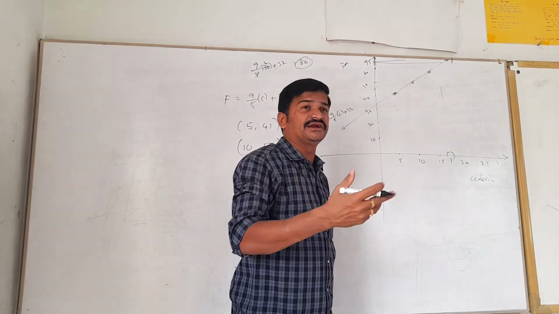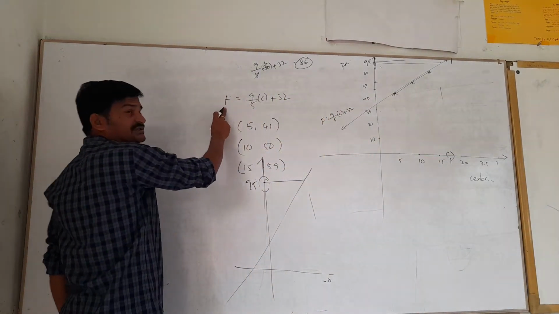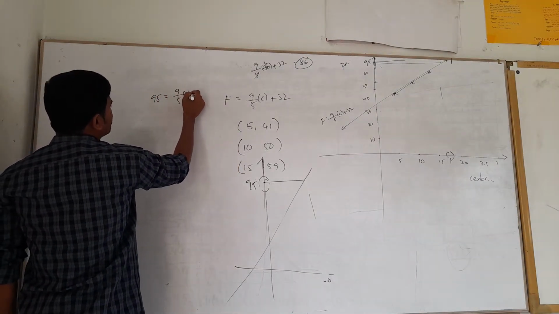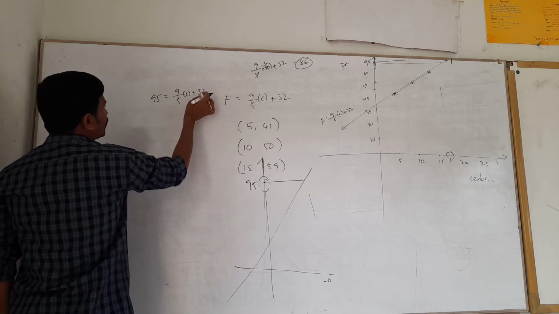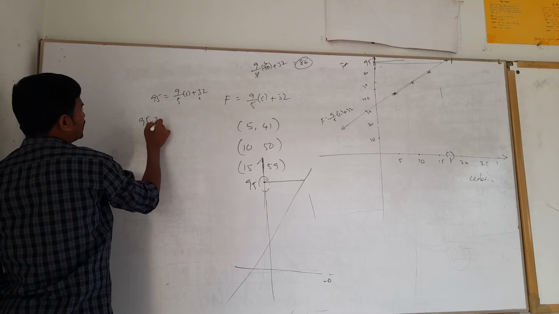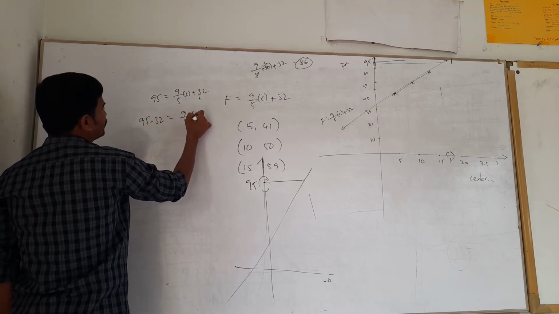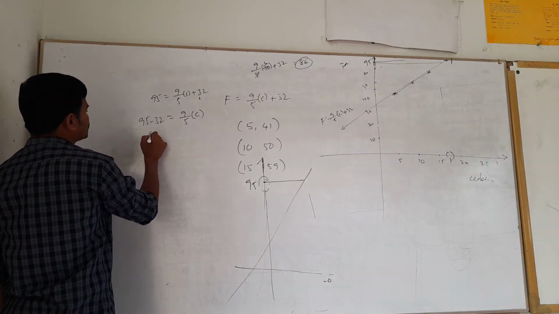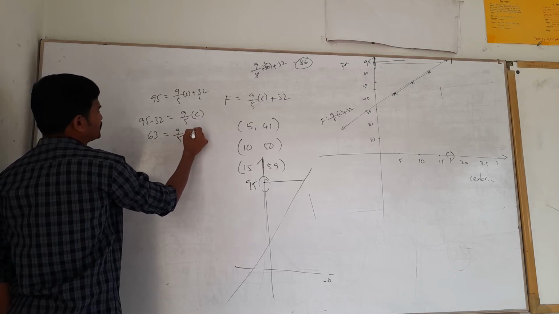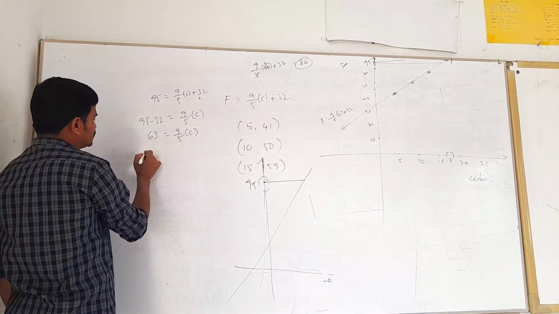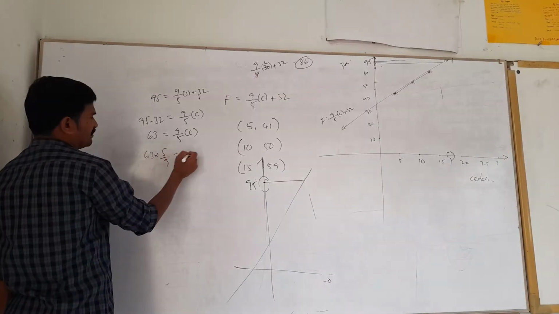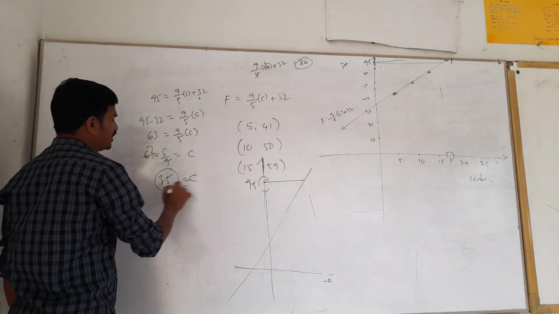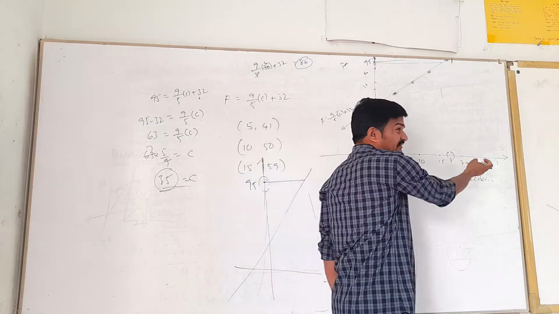Then how will we check whether it is right or wrong? Again rough work. This is given as 95. 95 equals 9 by 5 into C plus 32. Now send 32 to this side. 95 minus 32 equals 9 by 5 into C. How much is 95 minus 32? 63 equals 9 by 5 into C. But we need C, so 63 into 5 by 9 equals C. 9 ones are 9, 9 sevens are 63, 7 fives are how much? 35. So the C value will be 35. So C is 35 you should get.